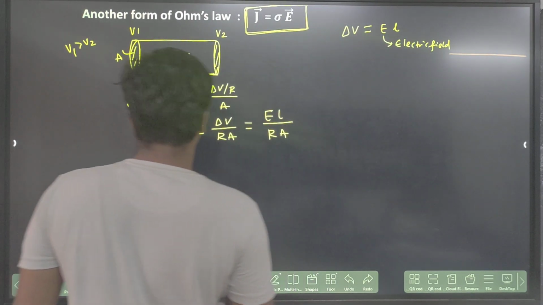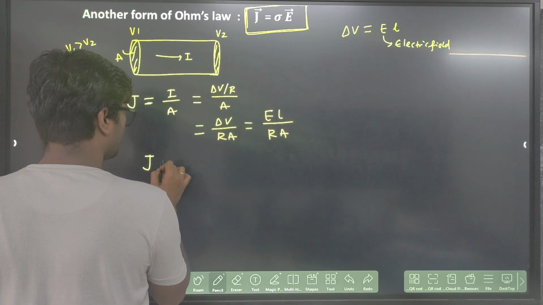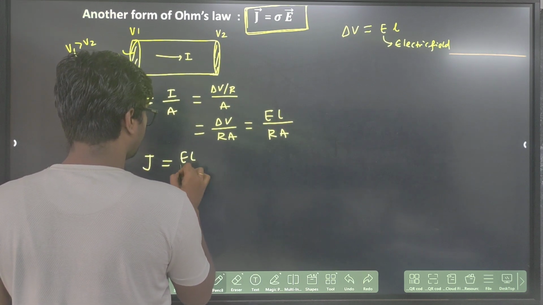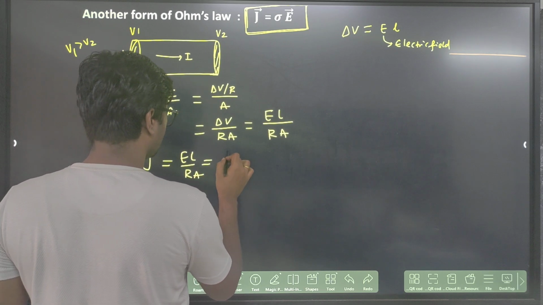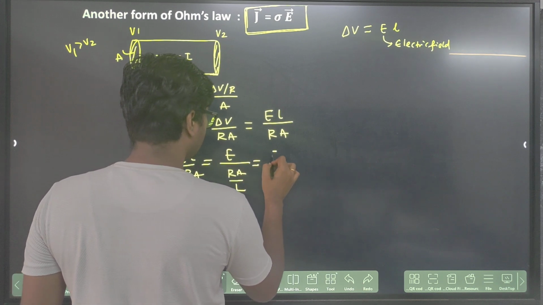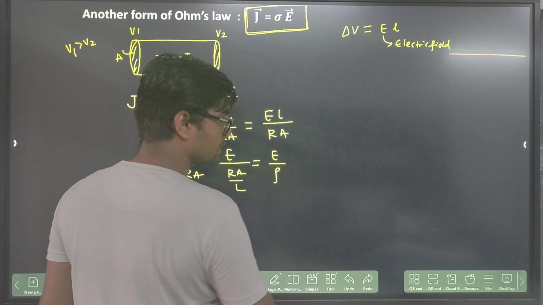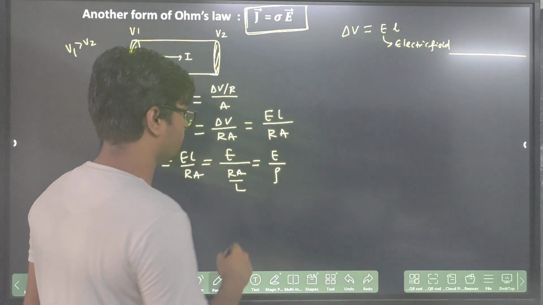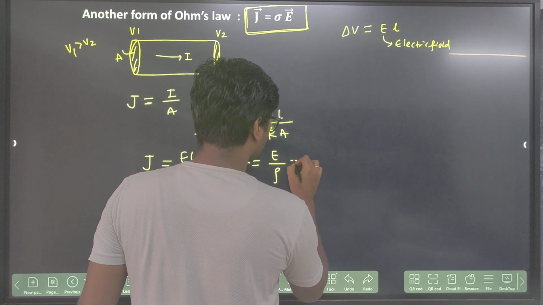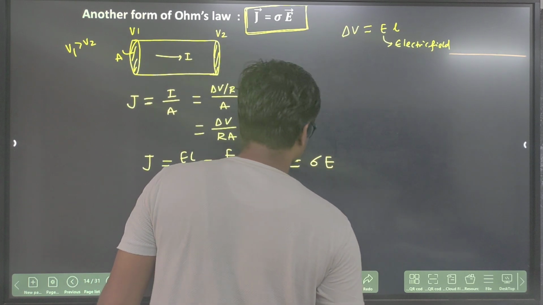So this will be EL by R. Obviously I am writing in scalar form, not the vector form. So J can be written as EL by RA, or this can be written as E divided by RA by L. Now we have seen this is your resistivity or specific resistance, or the inverse of resistivity is called your conductivity, sigma into E, right?